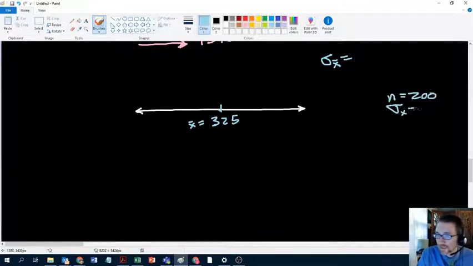Sigma was 60. If n is 200, that means that the distribution of x bar, which is what we're going to be trying to draw, is normal. The tricky thing, well, we do know this, right? This is going to be sigma x over the square root of n, so we can figure that out. It's 60 over the square root of 200. And I'll calculate that in a minute.